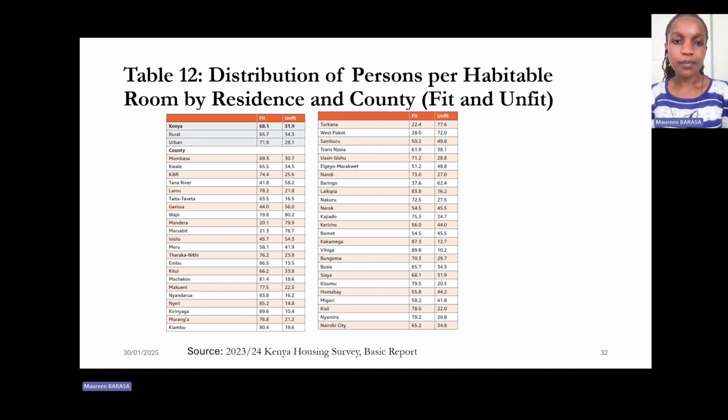Then we'll talk about distribution of persons per habitable room by residence and county. So this just shows houses that were considered fit for habitation by not being crowded. So houses that were crowded, maybe the average square size per person was less. Yes, we've seen in the data from 1 to 2 persons all the way to more than 11 people.